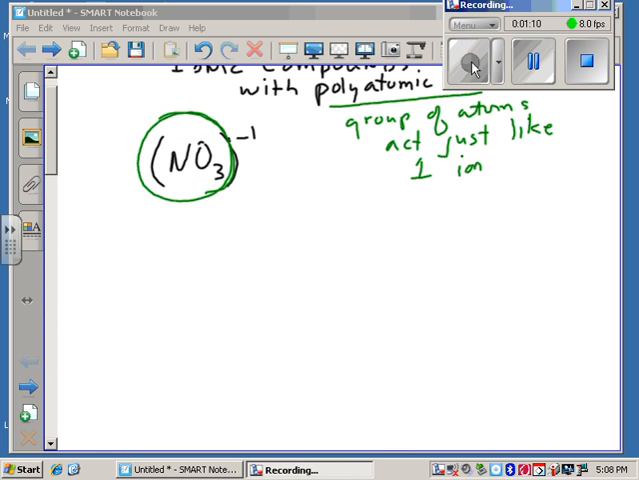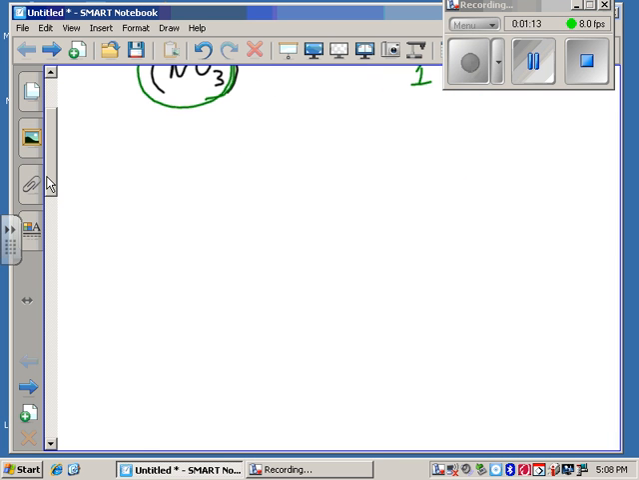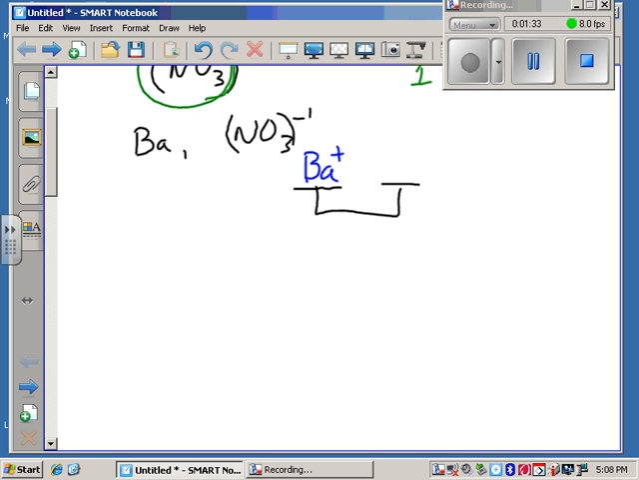So we're familiar with the idea of trying to hook two ions together. So suppose we were doing barium with this NO3 -1, this whole thing acting like a -1. So we just do the same thing we've always done. We make our scales. Cation on the left, in this case it's barium. Barium always makes a +2 oxidation number. But now on the right side we have this NO3 polyatomic ion. Its charge is a -1.